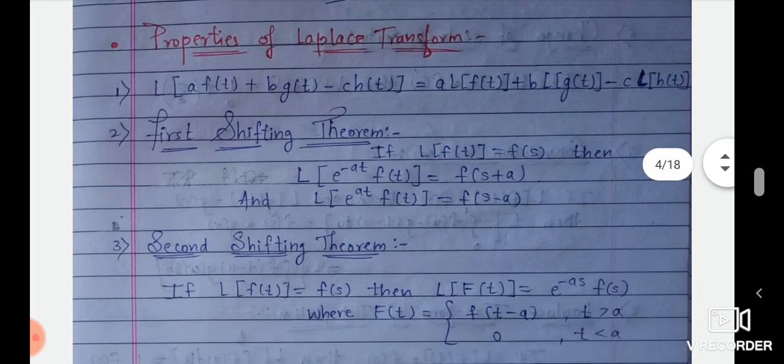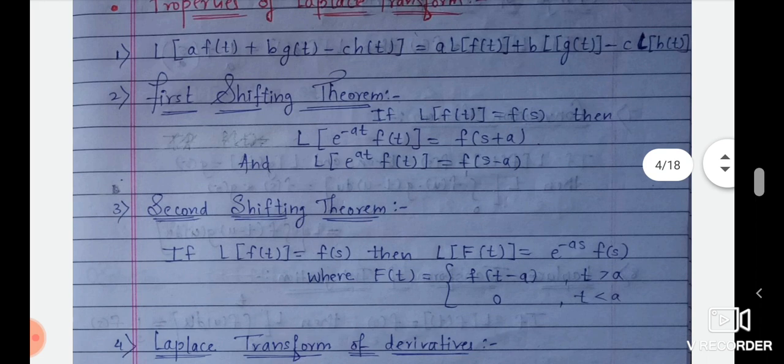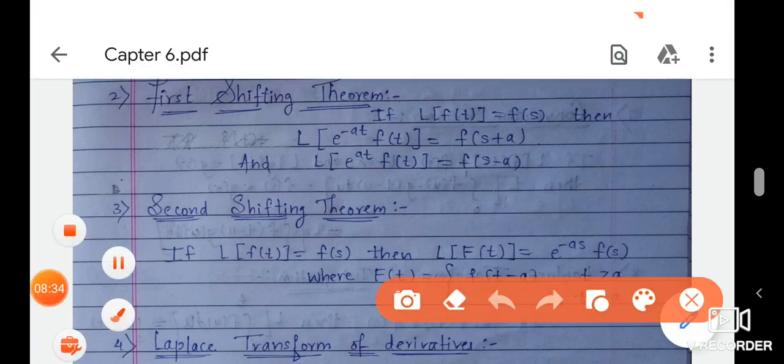Now the main important things are the first shifting theorem and the second shifting theorem. You must know these things. So let us see what is the first shifting theorem. If L of f of t is F of s, and you are having a question like e raised to minus at into f of t, means e raised to at is also there and another function is also there, then you have to apply the first shifting theorem. So your answer will be simply F of s plus a.